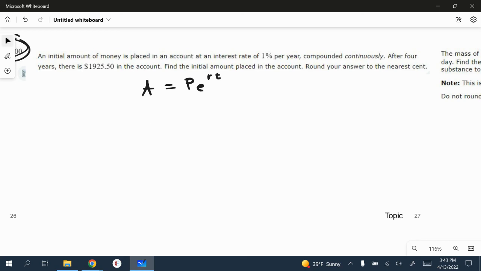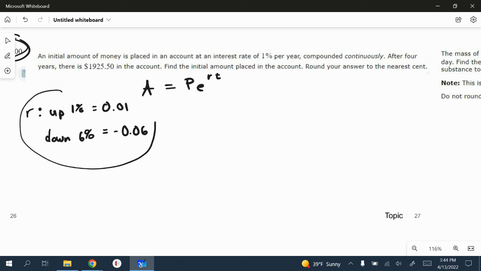Actually, maybe there's one more thing I'm going to talk to you about. When we talked about r in the past, it was usually subtracted or added to 1. This time we're not going to do that. For example, if it said you're going up 1%, we're just going to type in 0.01. If it says we're going down, for example, 6%, that would be like typing in a negative 0.06. So this is different than what we were doing in the past, but that's what we're going to be using for this question and the next question.